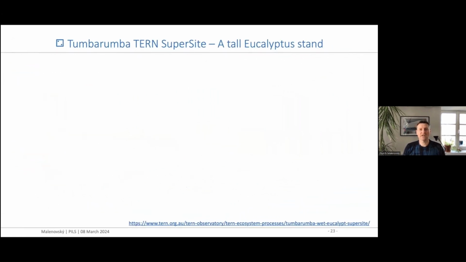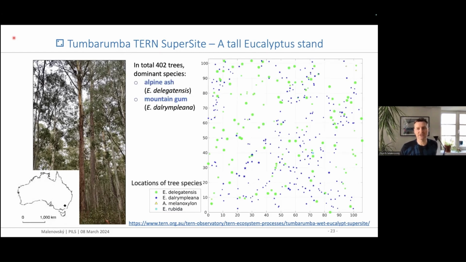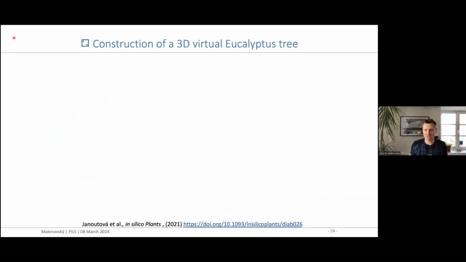Now, of course, there are some inputs which we need for parameterizing that model. First we have to set what canopy we are going to simulate. In our case, it's a tall eucalypt stand in the Tumbarumba supersite. It's one of the permanent monitoring sites in Australia where we know the species. There are two dominant species of eucalypts, and we know every single tree position, which was an advantage as well for creating a three-dimensional representation of this site.